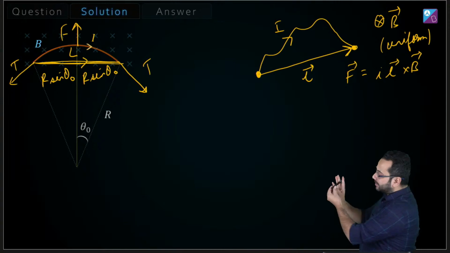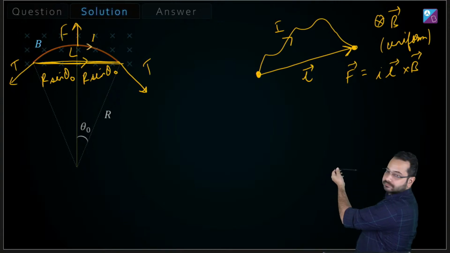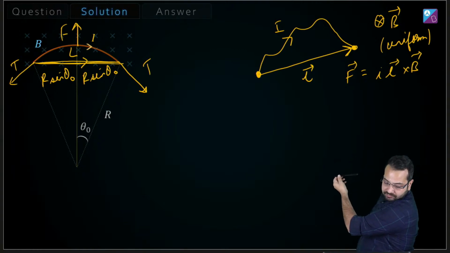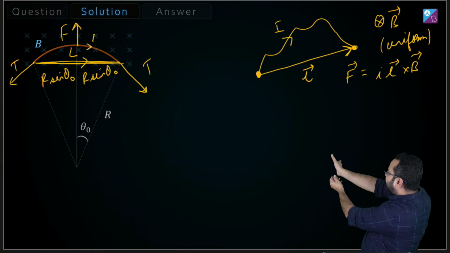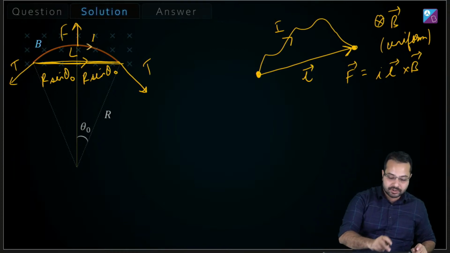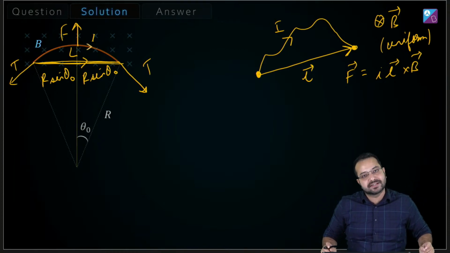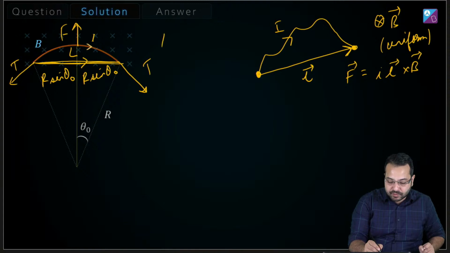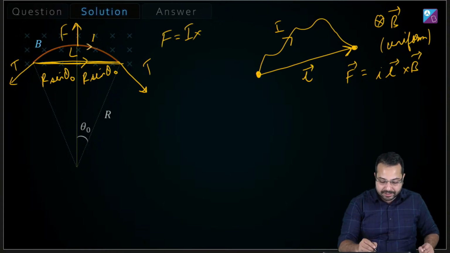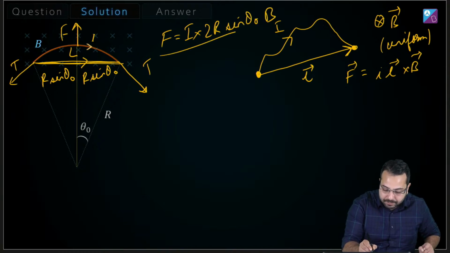The current is going from left to right, and the magnetic field is going into the plane of the screen, correct? So if I do L cross B like this, this is going to give me the direction of force, which is upward. Is that correct? What is this force? This force is going to be ILB, which is I into L, which is 2r sine theta naught, multiplied by B.